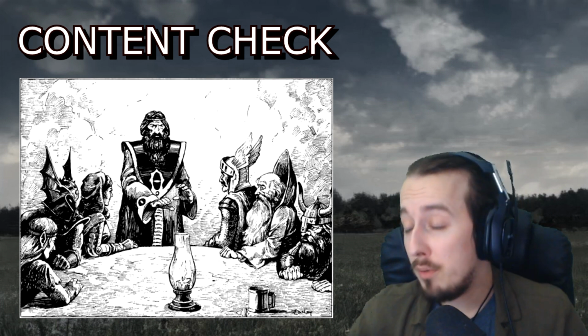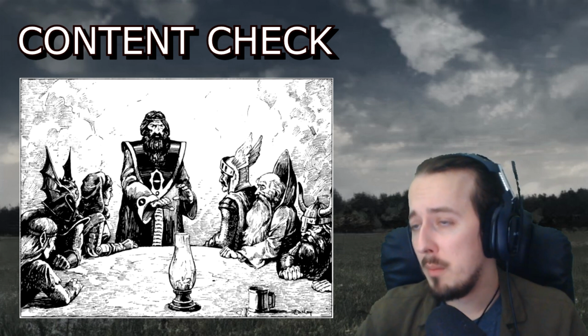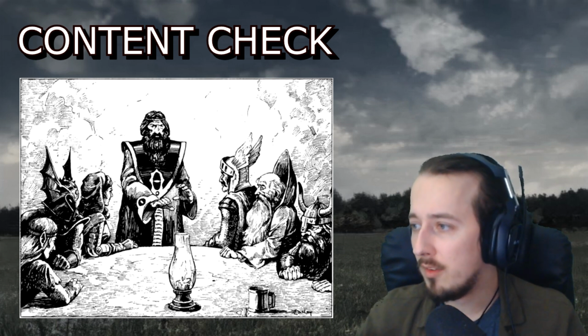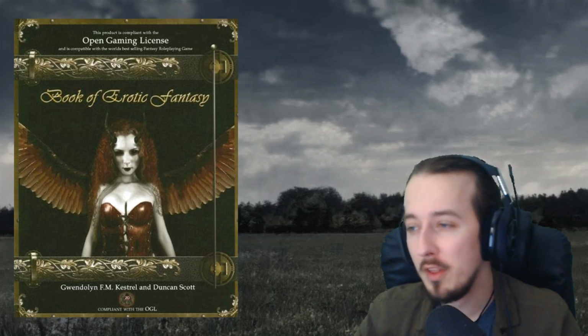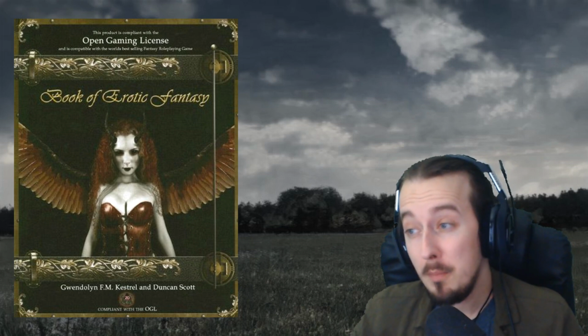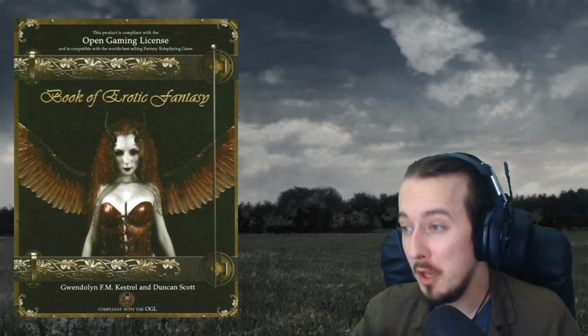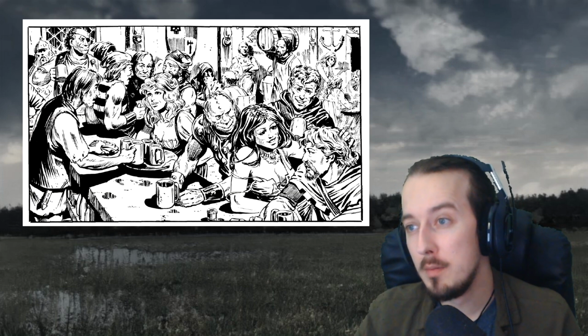Some of you might be surprised to hear that sexual content is sometimes on the table for Dungeon Masters. There is an old school book called The Book of Erotic Fantasy made by Gwendolyn Kestrel, which some Dungeon Masters still use. For me, I think sexual content is the only thing I don't really include in my games.